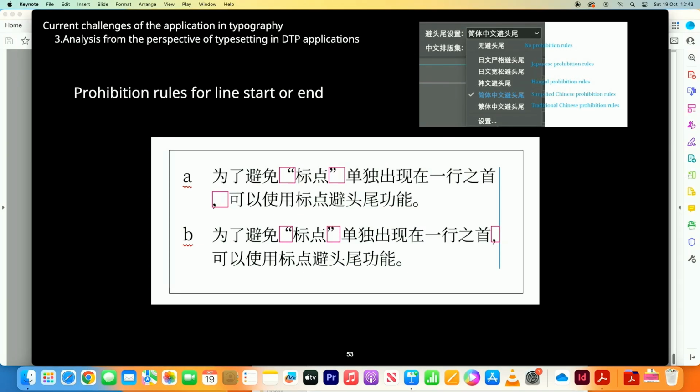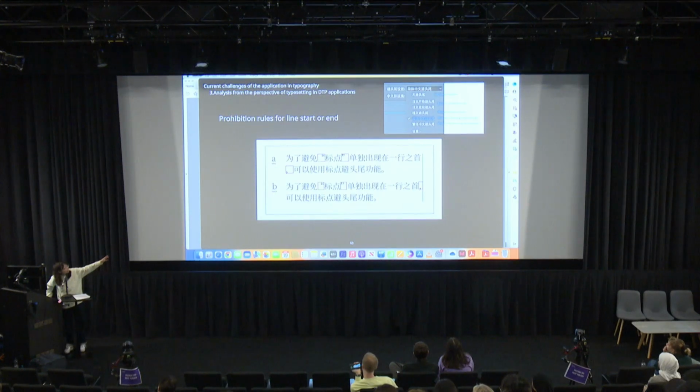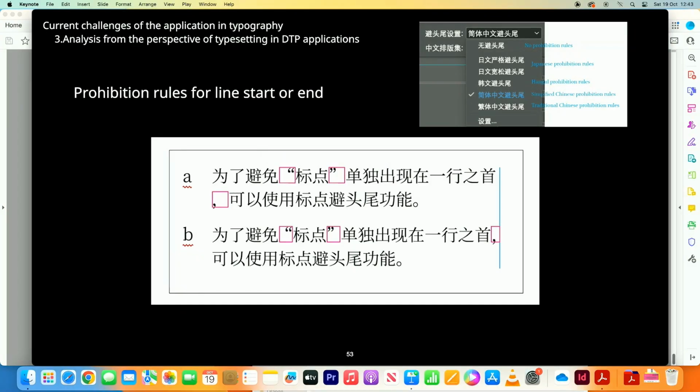So this prohibition rule in Adobe software actually works together with the compression function. So we can see example B, because we want to avoid the comma appearing at the beginning of the line, we use the prohibition rule function, and it just squeezes the quotation marks and squeezes the comma to half width and makes it not appear at the beginning of the line.